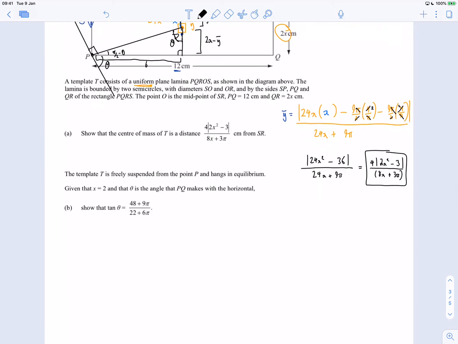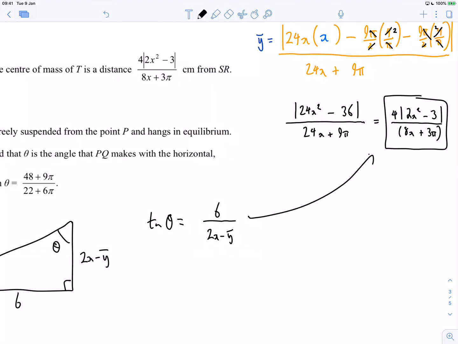So really what we've got is a right angled triangle where this is theta, this is 2x minus y bar, and this is 6. So clearly, tan of theta is going to be the opposite, which is 6 over 2x minus y bar. And I now know what y bar is. It's over here. Now, what is y bar when x equals 2? That is going to be 4 lots of 2 lots of 2 squared is 8, minus 3 is 5, so 4 times 5, that's 20 on the top, over 8 times 2 is 16, plus 3 pi. So that means tan of theta is 6 over 2x, well x is 2, so 2 times 2 is 4, minus y bar, which is 20 over 16 plus 3 pi.